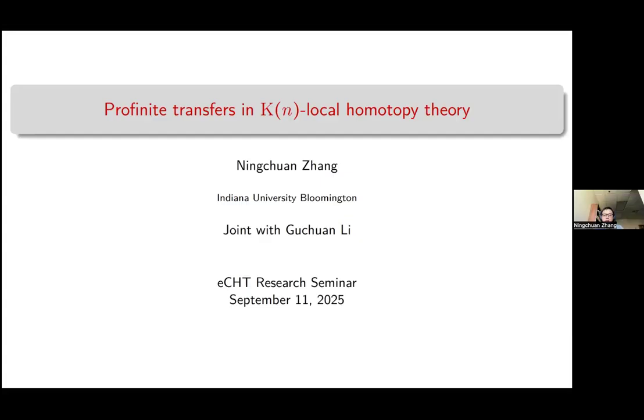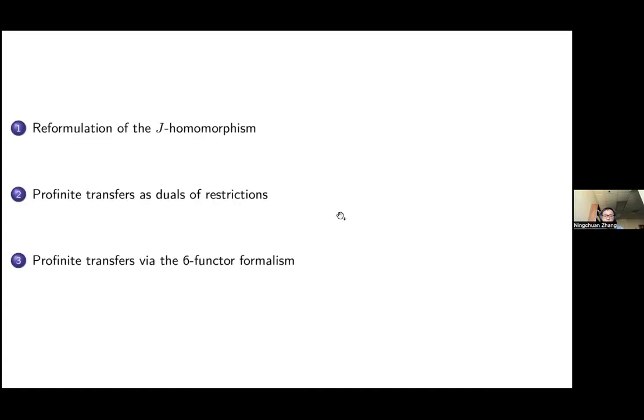So today I'm going to talk about my current joint work in progress with Wu Chuanyi, who's also in the audience, on profinite transfer maps in K(n)-local homotopy theory. And what do we want to do? We want to generalize our beloved J homomorphism to higher chromatic heights. There have been many proposals in this generalization, and today we are going to propose one possible generalization as a profinite transfer. So my talk today will have three parts.